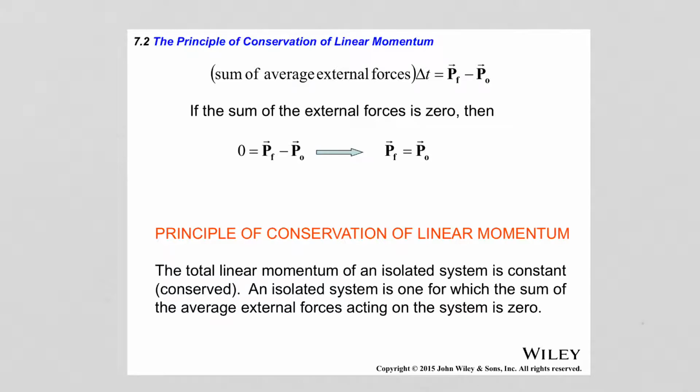Let's state some other examples of situations where the net external force is 0. For example, we have a system of 2, let's say, blocks that slide across a flat surface. If we ignore the friction between the blocks and the surface, then that system will be essentially a closed system, or isolated system, and there will be no external forces acting on the system. However, if there is friction, then we have external forces acting on the system.